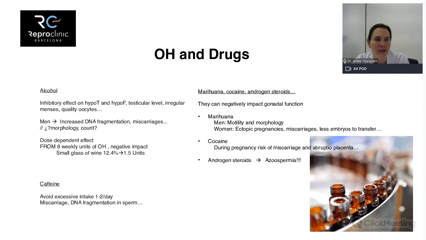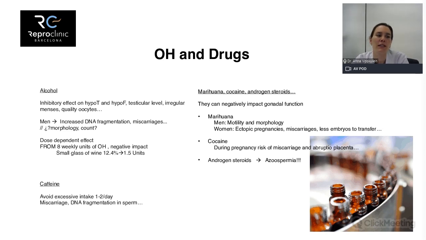About alcohol and drugs. About alcohol, it can have an inhibitory effect at the central nervous system, and this can have an effect at the testicular level, irregular menses, and quality of the oocytes. In men it can create increased DNA fragmentation of the spermatozoids, so that the genetic material of the spermatozoids is altered, it's fragmented, okay, and this could be related with more miscarriage rates. It could have an impact on morphology and count, okay.